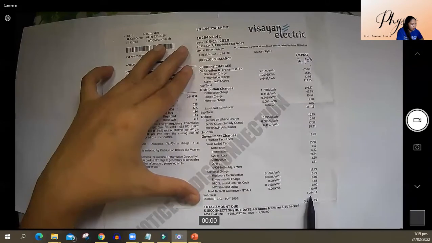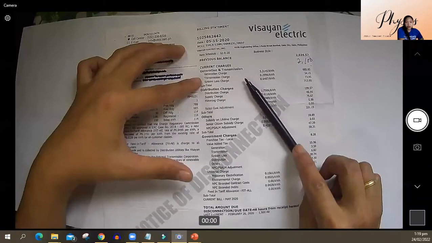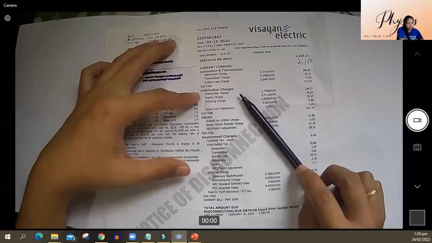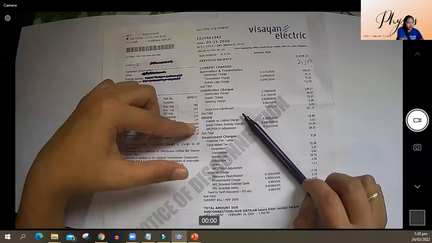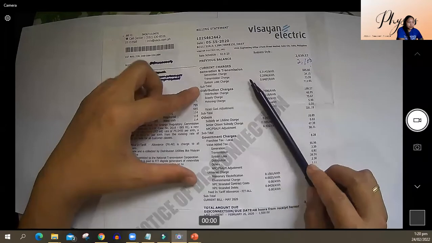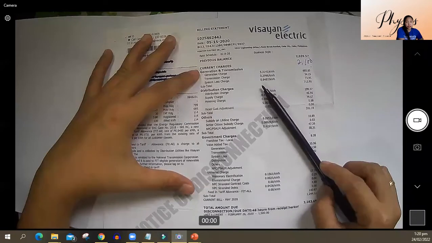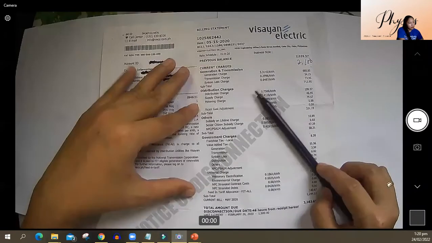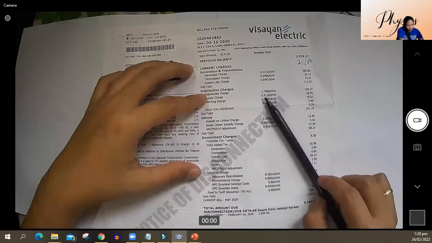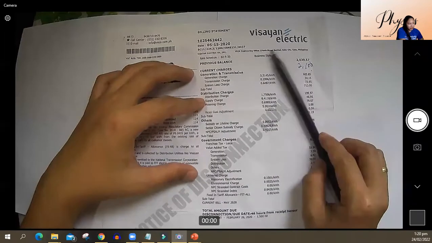You are actually charged for four areas. First is generation and transmission. Next are the distribution charges, other charges, and government charges. The generation and transmission charges go to the generation and transmission companies. The distribution charges go to VECO, the electric company where you are enrolled.